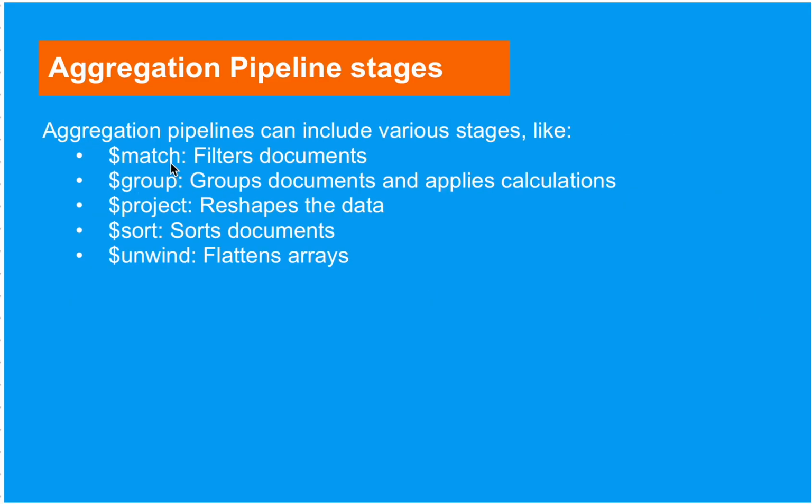Let's see some examples of operations in each stage. $match is used to filter documents based on some conditions. $group is used to group the documents and apply some operations like sum, average, or count. $project is used to restructure the data, that is, include or exclude fields or modify the document structure itself. $sort is used to order the documents based on specific fields. $unwind is used to flatten arrays, that is, it is used for destructuring arrays into individual documents.